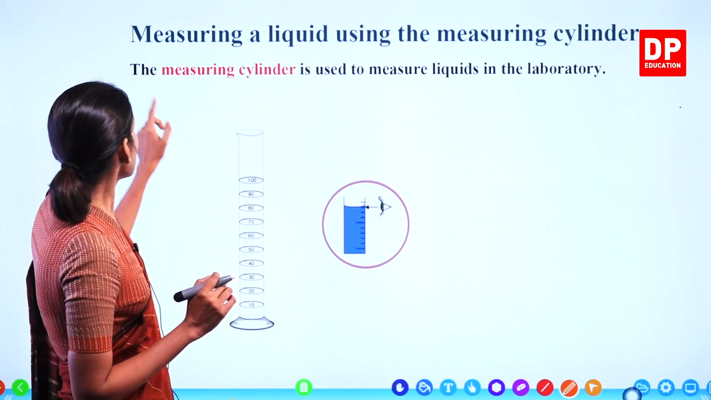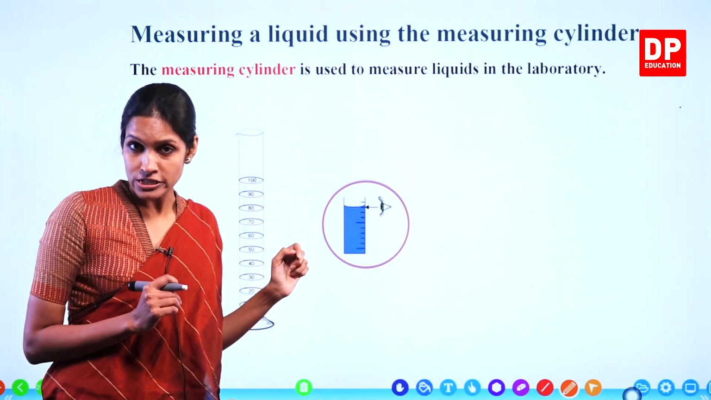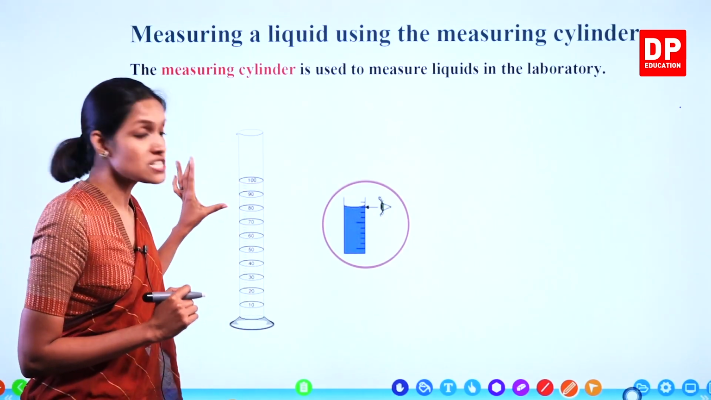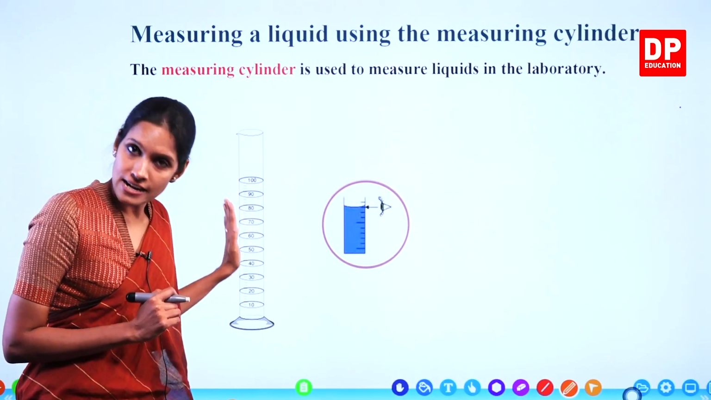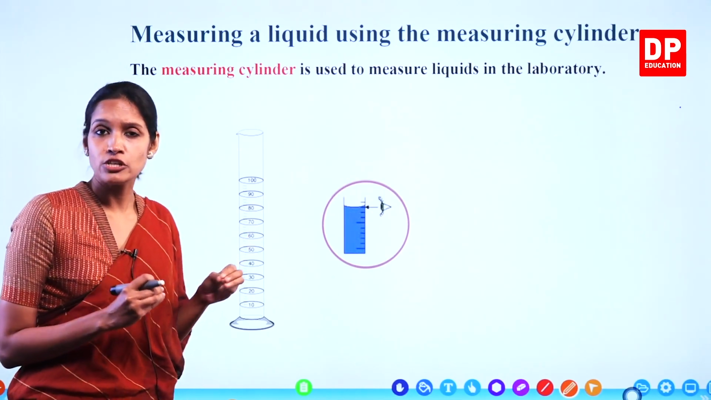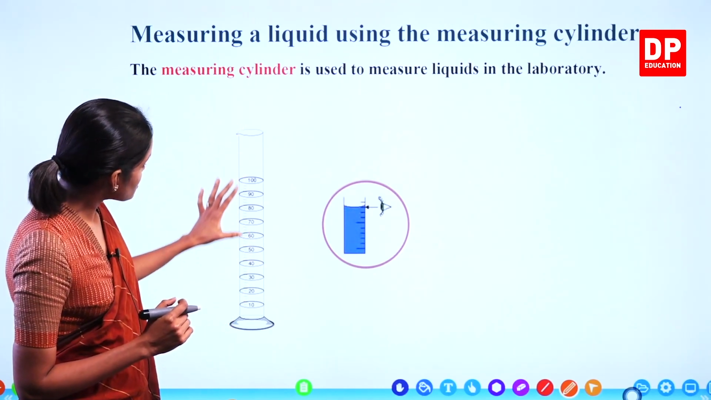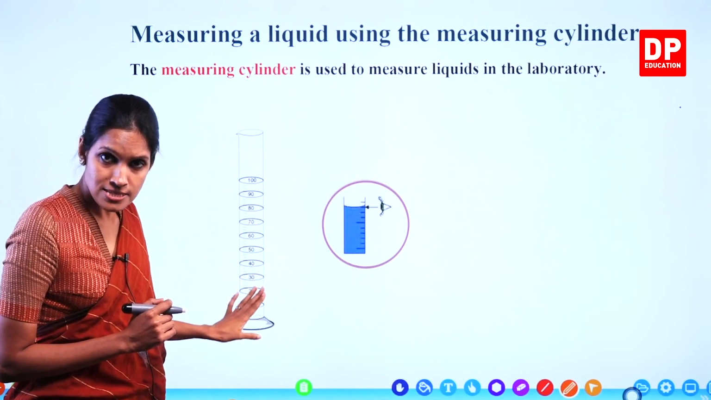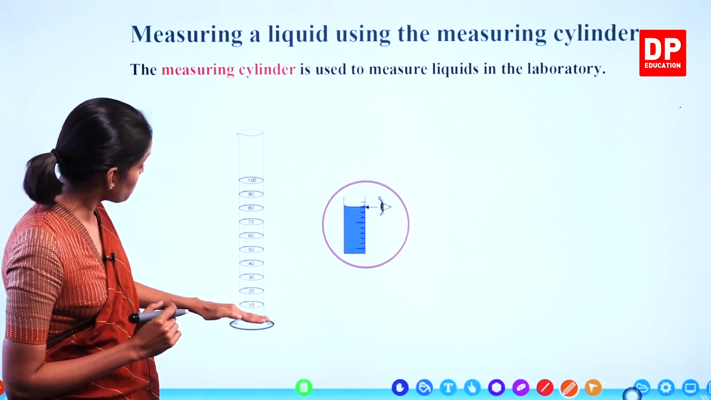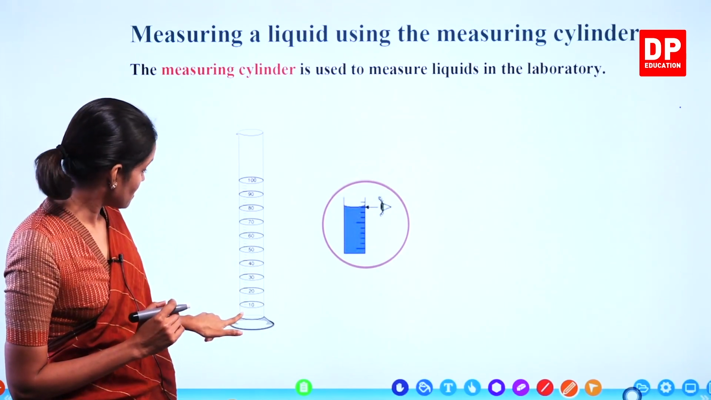Understand? So the measuring cylinder is used to measure liquids in the laboratory. This is a special glassware that we can use to measure a certain amount of liquid. Understand, children? So, how do we measure a certain amount of liquid using a measuring cylinder, children? I will teach you. Now, when we take the measuring cylinder, it's made of glass. You can clearly see through it and it is calibrated from bottom to top. Understand? So, 0 is at the bottom.